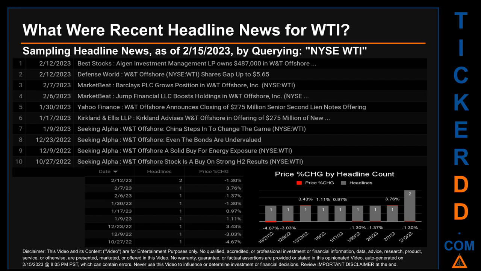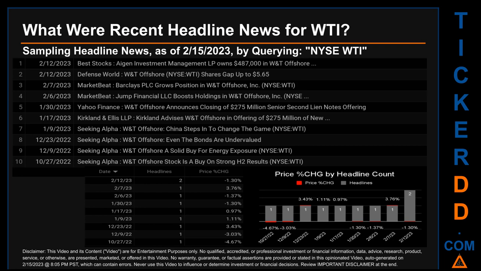The latest publication date was the day with the most found headlines. The day saw a price change of -1.30% after the ticker opened the day trading at $6.15 and then closed at $6.07. The oldest publication date of Thursday, October 27, 2022, was actually the day with the lowest percentage change in price. It saw a price drop of -4.67%.